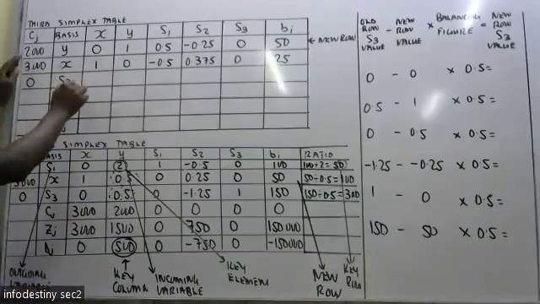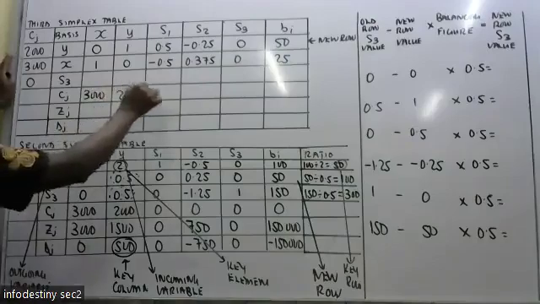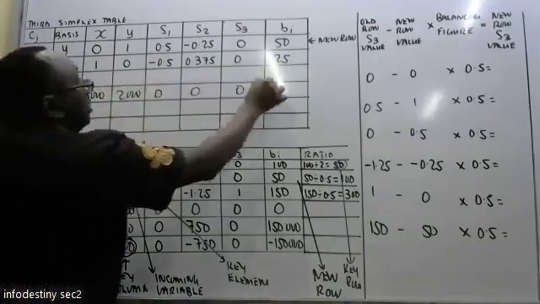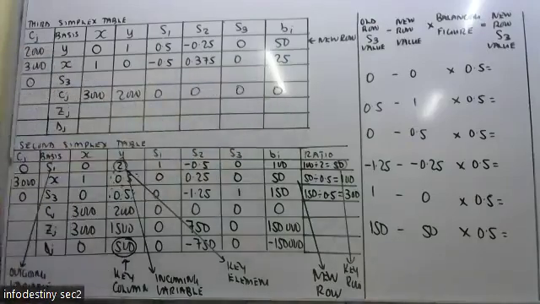Tujaze hapa, alafu hapa tunajua ni 3000 na hii ni 2000 0 0 0. So jaze hizo zingine zimebaki quickly.